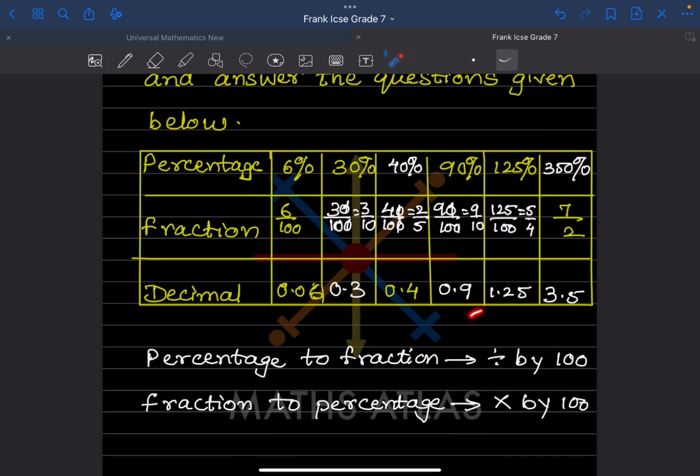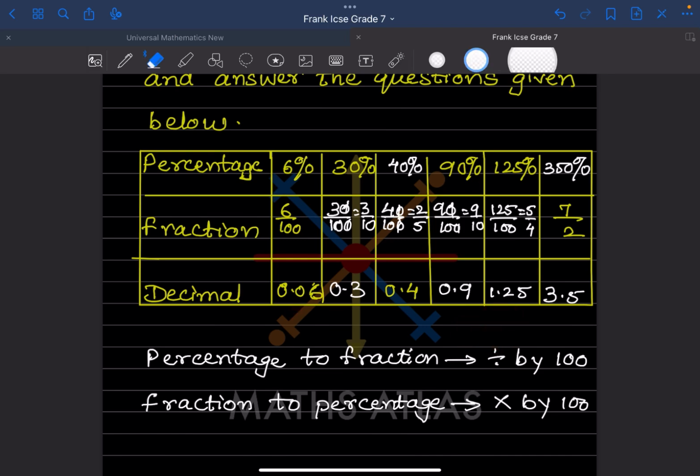Now for the decimal, what are you going to do? You will write 6, and see how many zeros there are. That many places you go from right to left. So you need 2 places, but 6 is alone, so we'll write a 0 and then put a point. So it is going to be 0.06.